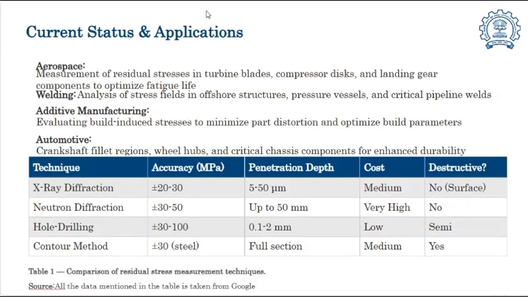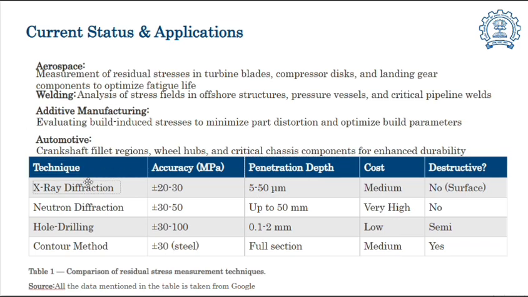So now let's move to current status and applications. In aerospace applications, we measure residual stresses in turbine blades, compressor discs, and landing gear components to optimize fatigue life. In welding, we analyze stress fields in offshore structures, pressure vessels, and critical pipeline welds. In additive manufacturing, we evaluate build induced stresses to minimize part distortion and optimize build parameters. In automotive, we use it in crankshaft fillet regions, wheel hubs, and critical chassis components for enhanced durability.